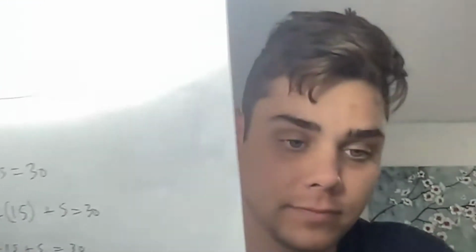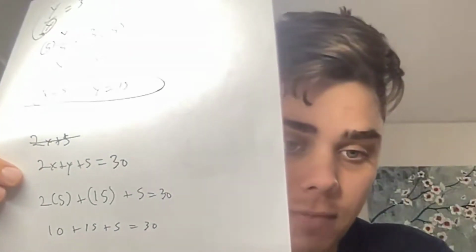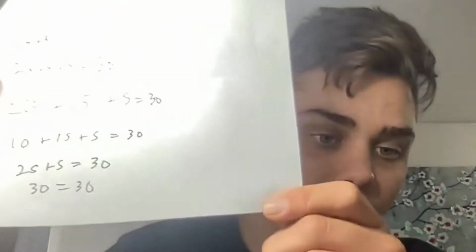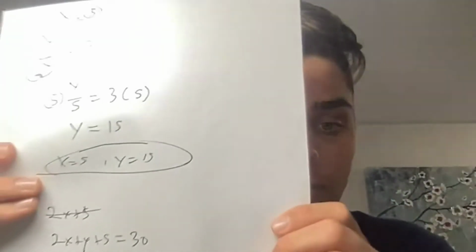Now if we simplify this a bit, we get 10 plus 15 plus 5 equals 30. If we add these up, we get 25 plus 5 equals 30, and then 30 equals 30, right here at the bottom. Because the equation balances out, we know that our variables are correct, and our answers are x equals 5 and y equals 15.